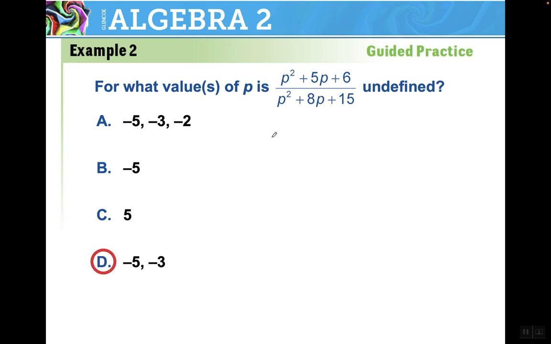Oops, that was a different problem. Okay, now you know the answer, but go ahead and do it. You need to factor these: two numbers that multiply to 15 but add to 8. They're both going to be positive, and I'm going to say 3 and 5. Once I set each of those equal to 0, I get a -3 and a -5.